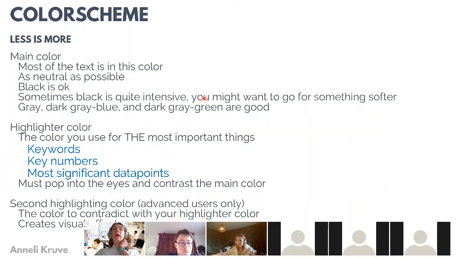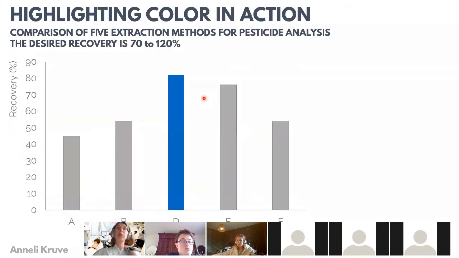Thank you. So let me show you how this highlighting color could work on graphs, for example. For text, it's quite easy. Here is an example of a recovery investigation for 5 methods, A, B, D, E, F. The recoveries have been plotted as bars, and the desired recovery is between 80 and 120, actually, not 70, I'm sorry.